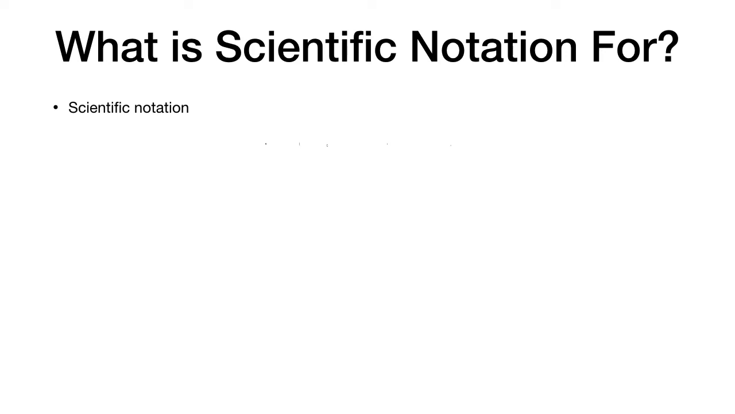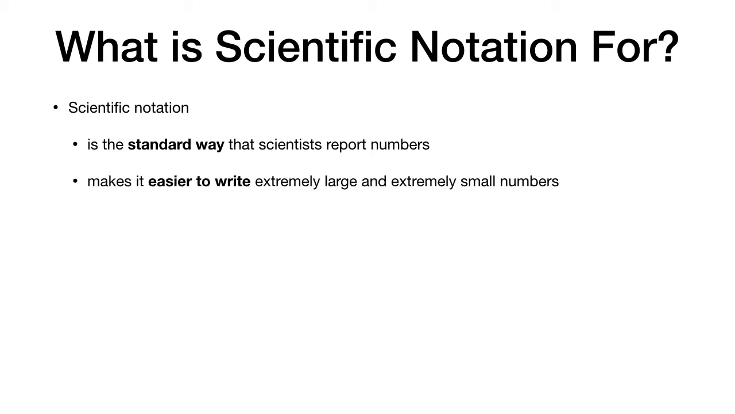So first of all, it's a standard. It's the standard way that scientists report numbers, okay? And in science, you wind up having a lot of extremely large and extremely small numbers. So scientific notation is a way to make writing extremely large and extremely small numbers a lot easier.